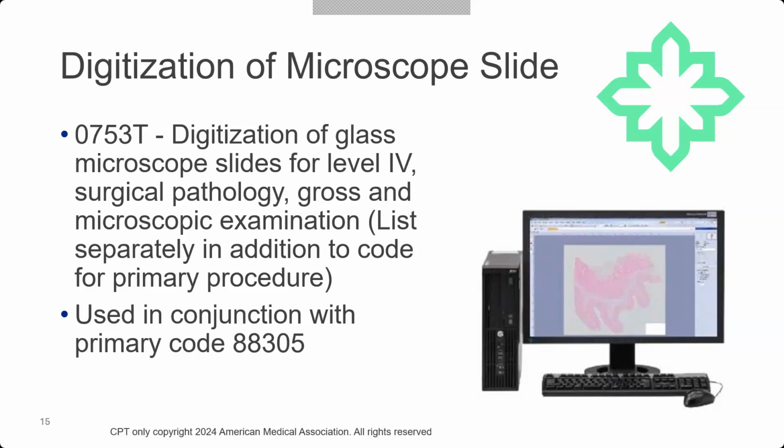So if you're just doing it for routine purposes because you're digitizing all your slides, then you shouldn't be adding that additional add-on code and reporting that on your claim. You should only be asking us for money for a digitized slide when it's something that requires the slide to be digitized and your documentation supports the need for doing that. Then we could consider it for coverage of your services.